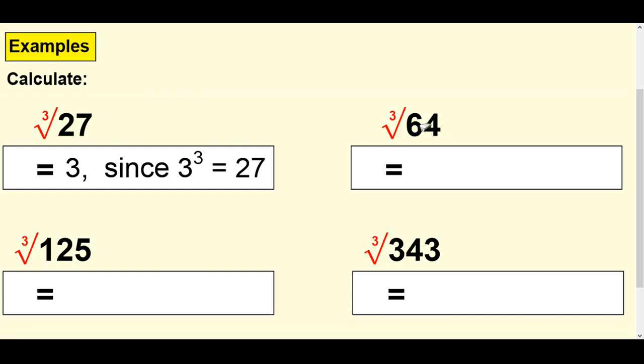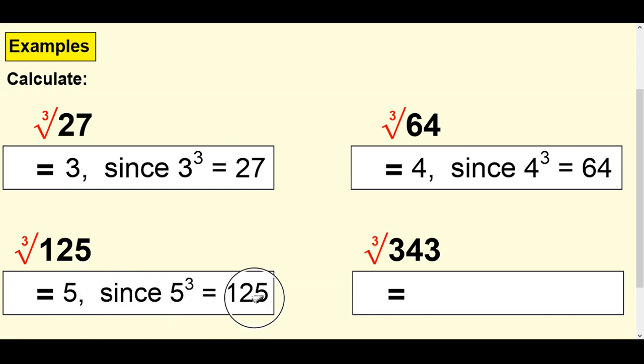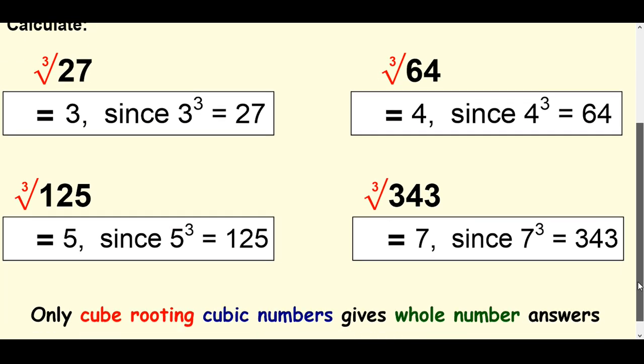Okay, cube root of 64. What times what makes 64? Well, that's just 4, because we know that 4 cubed is 64. Cube root of 125. That's just 5, because 5 cubed makes 125. And finally, the cube root of 343. Well, that's 7, because 7 times 7 times 7 is 343.